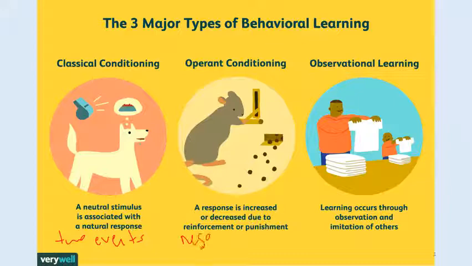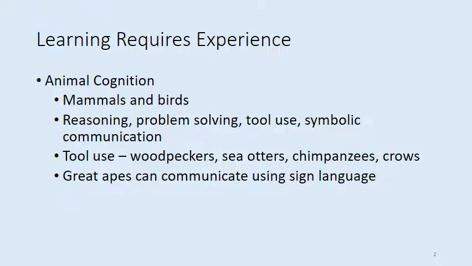Then in operant conditioning, this is with negative or positive reinforcement that then teaches the animal to do a certain action. And then observational learning. So learning requires experience. Innate behavior is more about genetics, but learned behavior is about genetics and also experience. And so we're seeing here different types of examples of learned behavior by animals: tool use, communication.